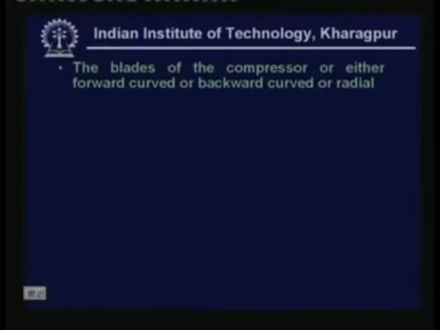The blades of the compressor are either forward curved, backward curved or radial. That means in principle you can have either forward curved blades, radial blades or backward curved blades. In the older machines mainly backward curved blades were used, but nowadays the modern trend is to use radial blades.